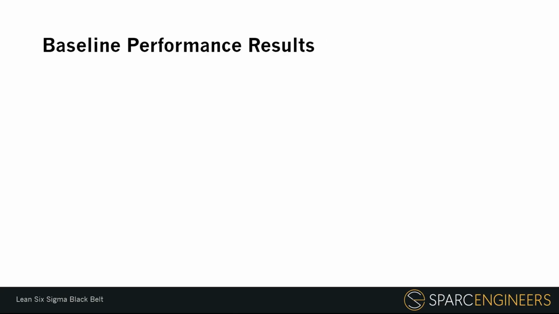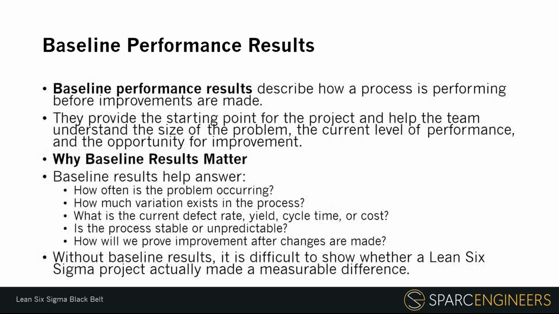Baseline performance results. Baseline performance results are the documented current state results of the process before improvement. This is slightly different from simply saying, here is our baseline. Baseline results should be specific, measured, and tied to the project goal. For example, if the project is focused on defects, baseline results may include defect rate, first pass yield, scrap cost, rework hours, and customer complaints.